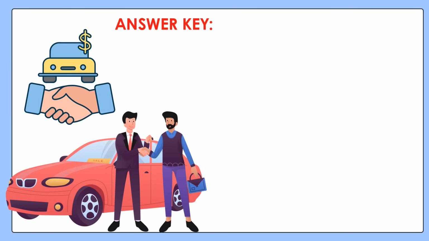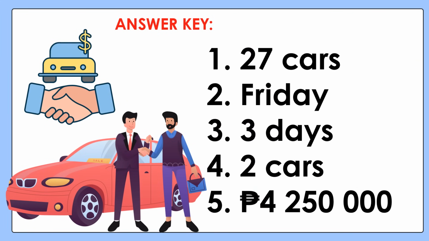And here's the answer key. Number 1, 27 cars. Number 2, Friday. Number 3, 3 days. Number 4, 2 cars. And number 5, 4,250,000 pesos.